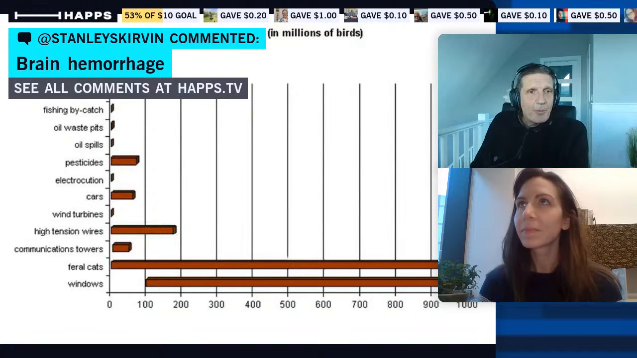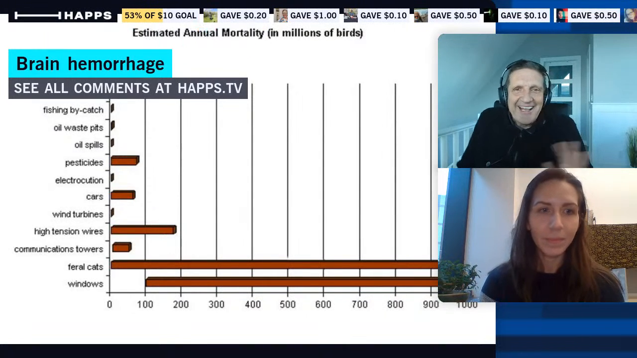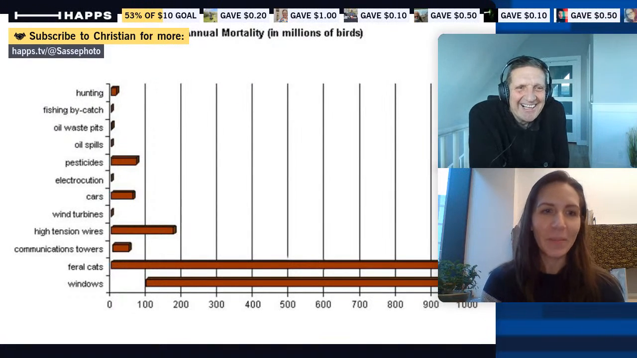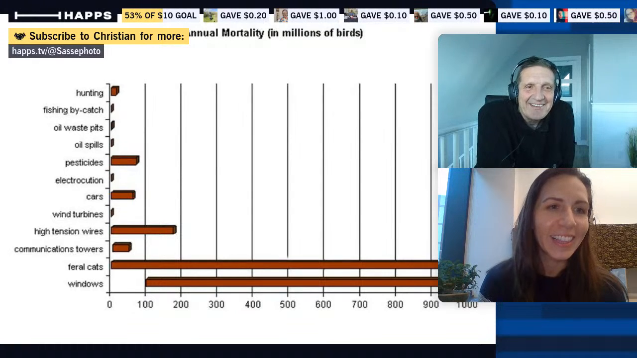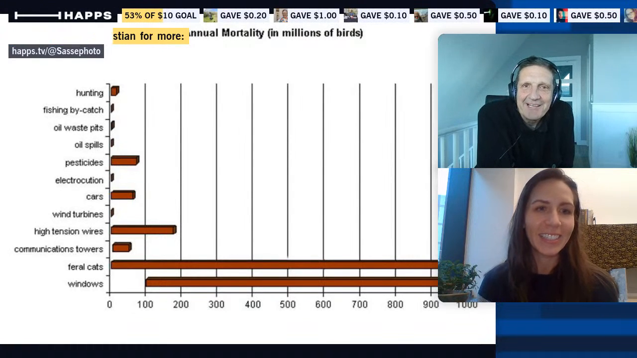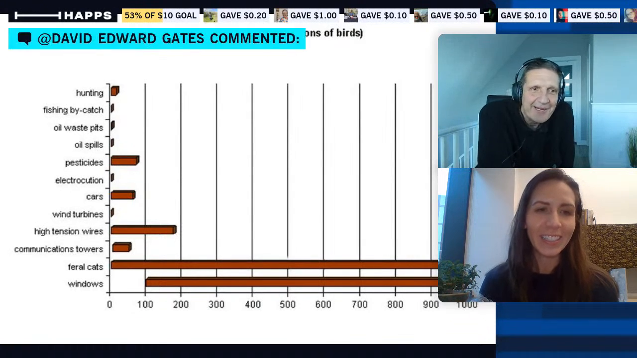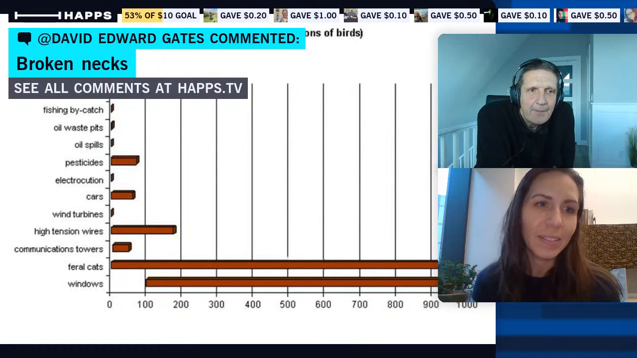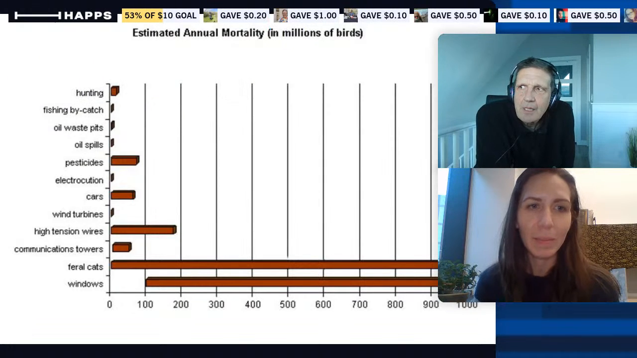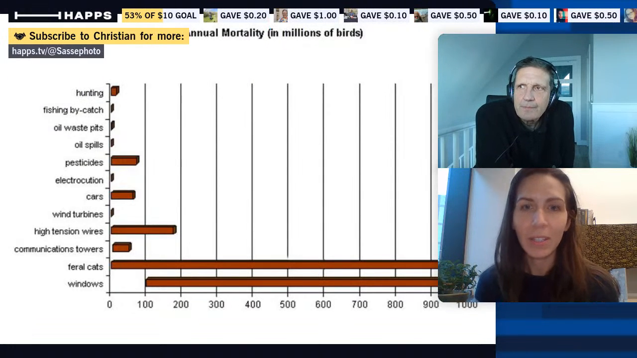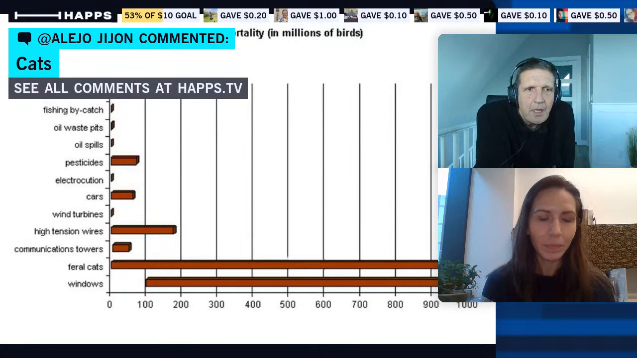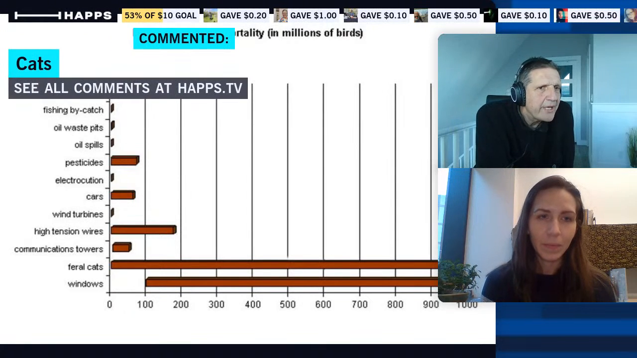We'll comment on that in a moment. Yes, broken necks. Yes, cats. Okay, we'll leave the cats out of this one. They hit the window and then the cats get them. That's a consequential death, right? One causing the other. Certainly I'm sure it happens, because the bird is disoriented on the ground. Yes, even broken wings.